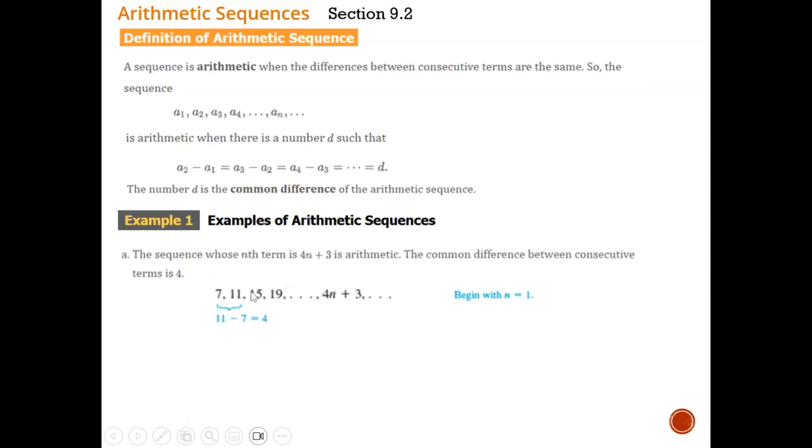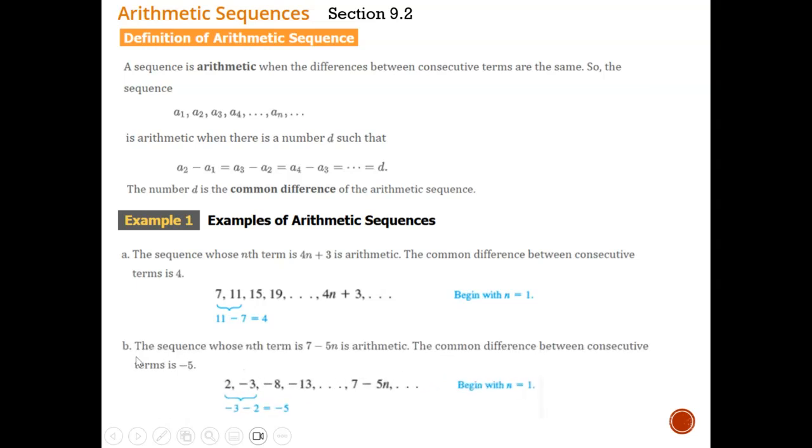Examples of arithmetic sequences. These are arithmetic. Why? Because the difference from 7 to 11 is 4. From 11 to 15 is 4, and so forth. So the difference is 4. So this is an example of an arithmetic sequence, I mean for A.